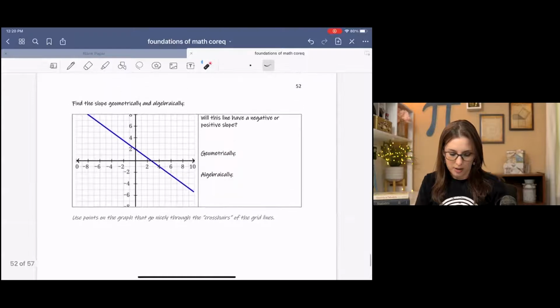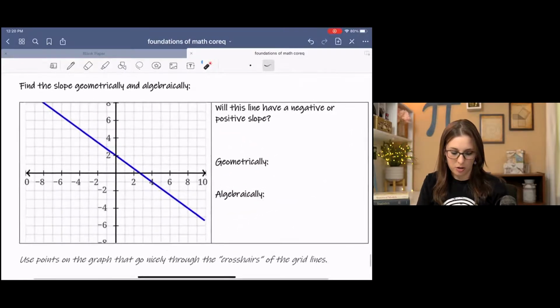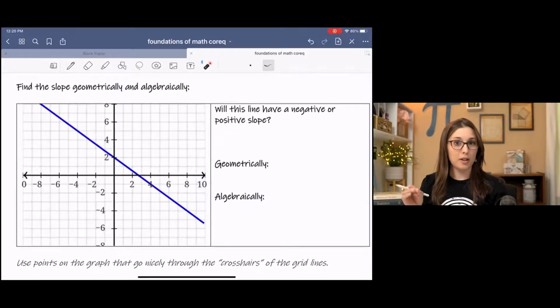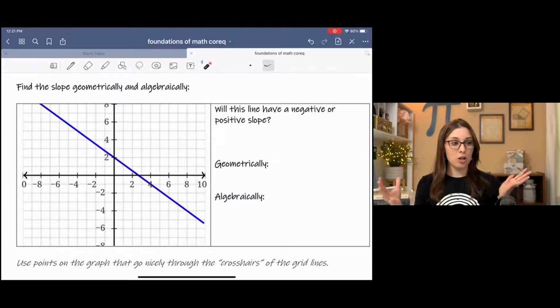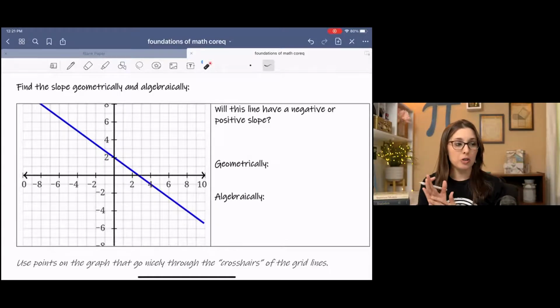So let's look at this example here. Find the slope geometrically and algebraically. So we're given this picture, and geometrically means rise over run.